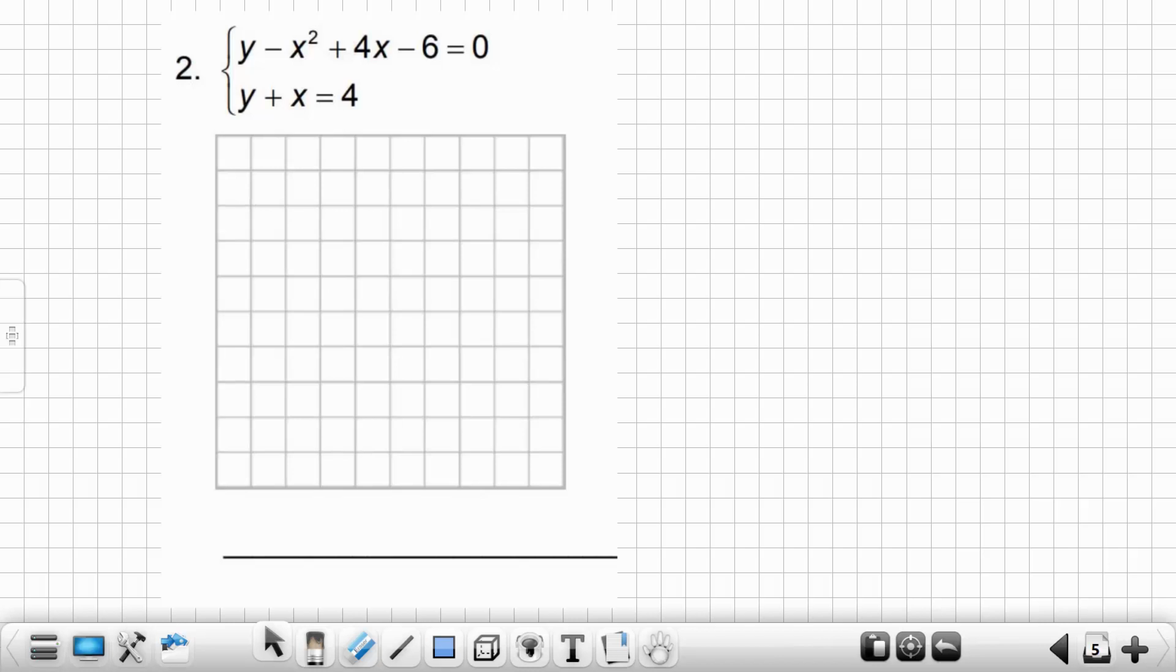Okay. So we're talking about completing the square on this one. Let's keep y on one side all by its lonesome and move everything else over. That's easy. Everything else is going to change signs when I move it over. So y equals positive x squared minus 4x plus 6. And for this one, I'm just going to move the x over, so y equals negative x plus 4. I'm going to add x squared to both sides, subtract 4x from both sides, add 6 to both sides.